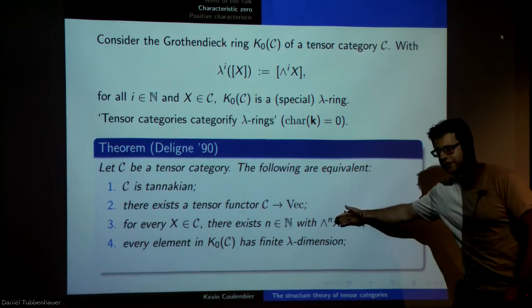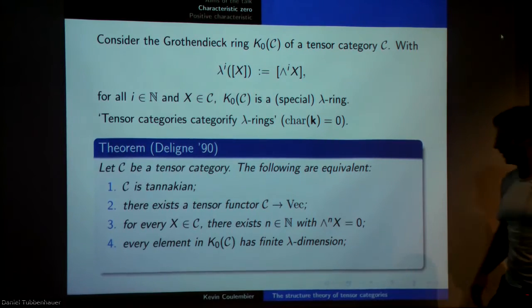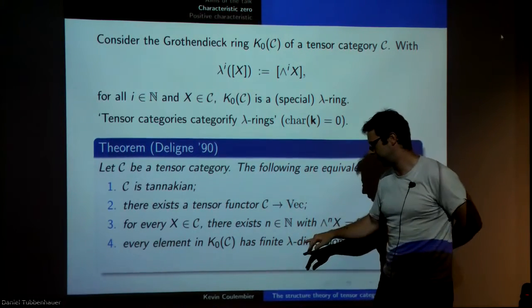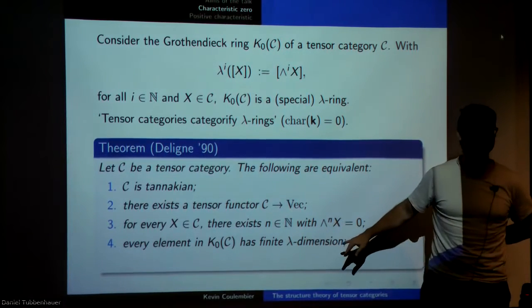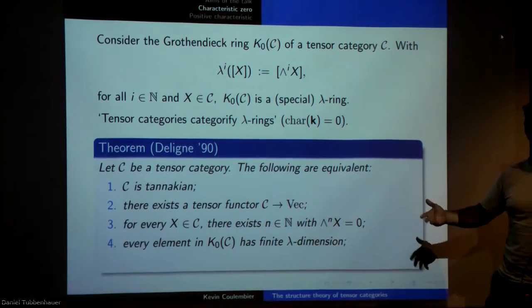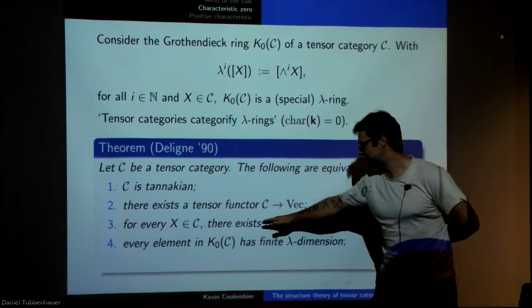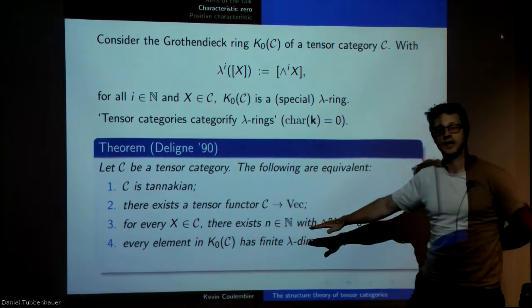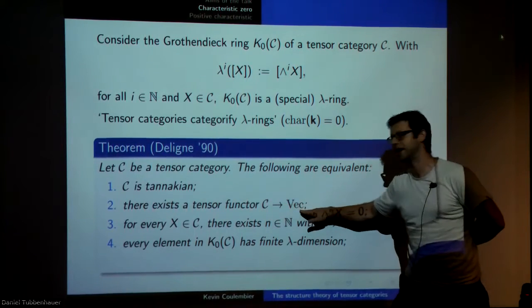So it's quite literally the same thing. But in some sense, it's quite nice because, insofar as I know anything about lambda rings, the nice thing about finite dimension is that you can use the splitting principle, which says that you can think about it as some sum of line bundles. And that's precisely what this theorem actually does for tensor categories. It says if all your objects have finite dimension, then there is a tensor functor to vector spaces.